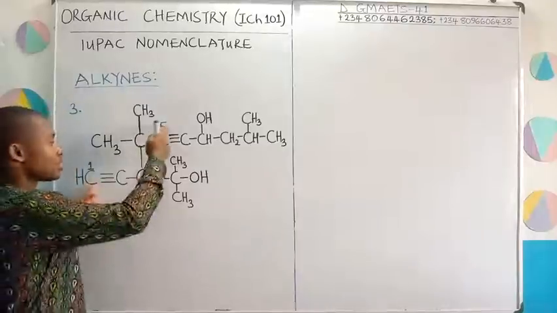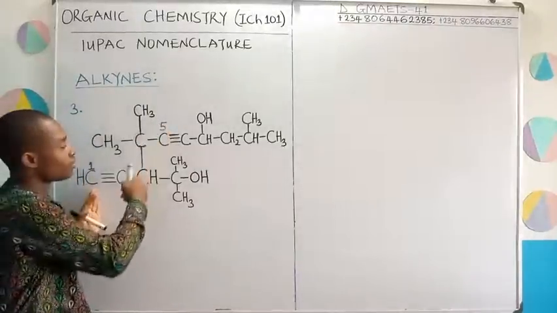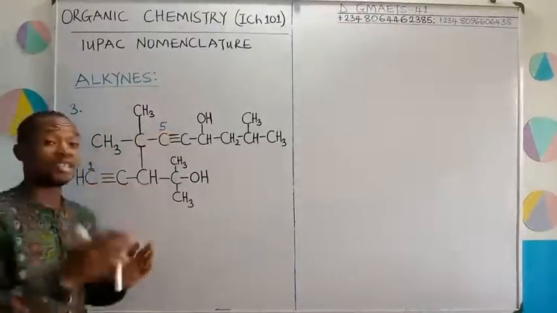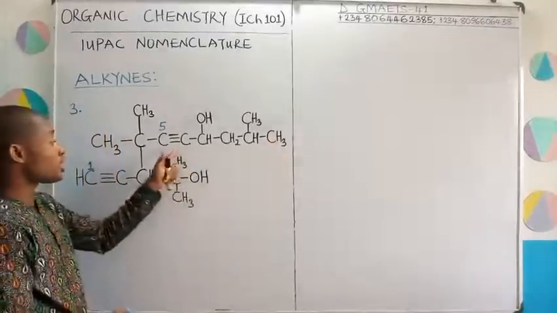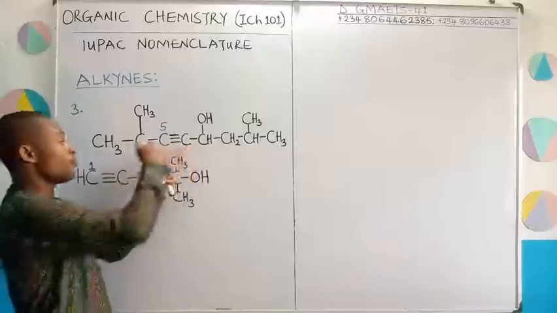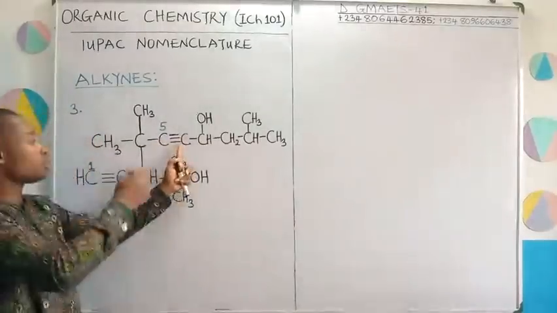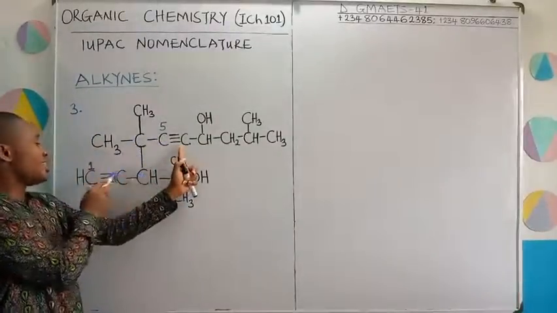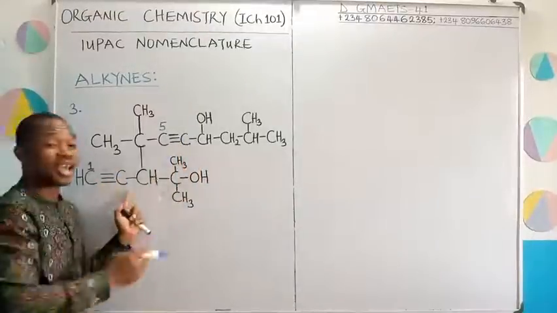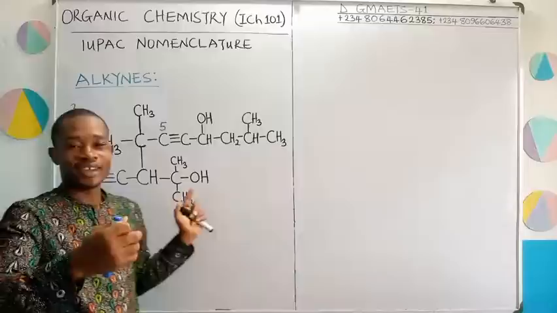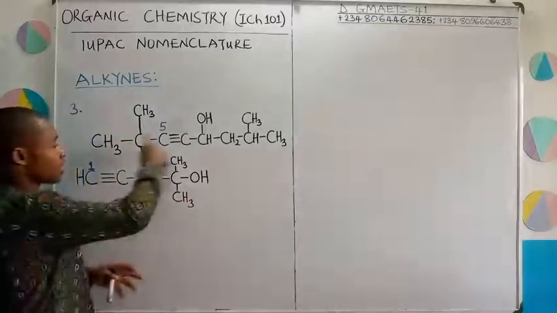If you add 1 and 5, you will get 6 as the sum. But starting from the other end, we've already checked this is carbon number 5. So on the 5th carbon atom, you have the triple bond. If you continue, 6, 7, 8, 9, on the 9th carbon atom, you have the triple bond. So 5 plus 9 will give us 14. So clearly, the lowest sum is from this end.